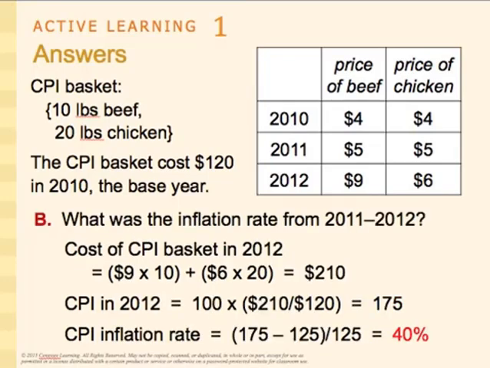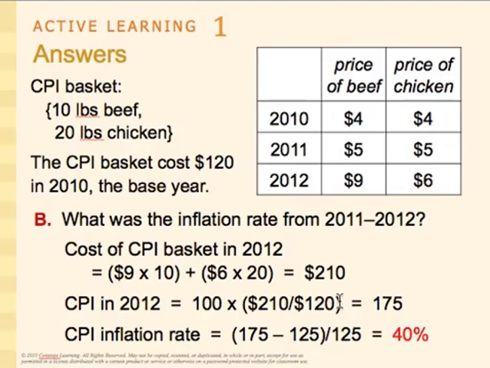Now in B, same scenario, but we're doing a different calculation here. What is the inflation rate from 2011 to 2012? The cost of the CPI basket in 2012, okay, very simple calculation: the price of beef times the quantity of beef, plus the price of chicken times the quantity of chicken for that year. We crept up to $210. Okay, it's going up. The CPI in 2012 then is the current year divided by the base year. Okay, 210 divided by 120, times 100, which is 175.